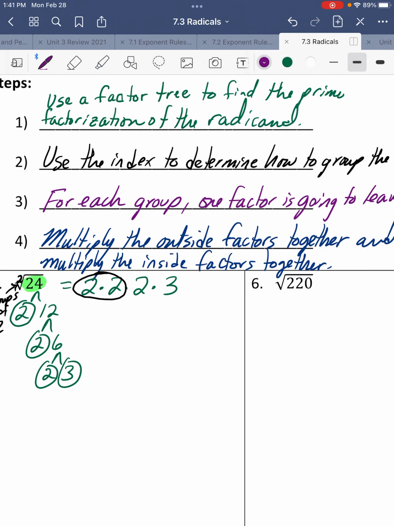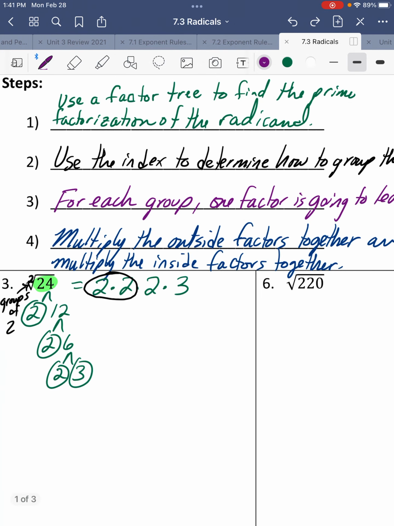For each group, so now for number 3, for each group, one factor is going to leave the radical. So for a group, one of those factors is going to come outside. Really, 2 times 2 is 4, and the square root of 4 is 2, and that's why a 2 comes out. And then lastly, that's the only grouping, so that's the only one I have to worry about, is to multiply the outside factors. There's no other outside factors, so it's 2 times the square root, and the 2 times 3 is left over.